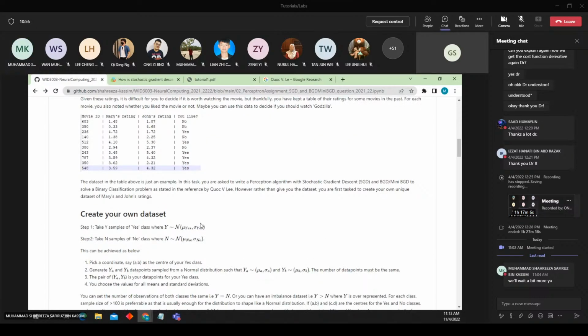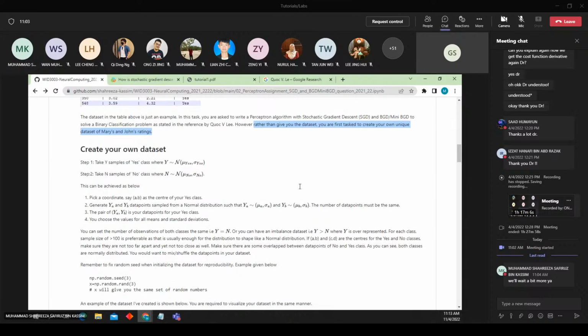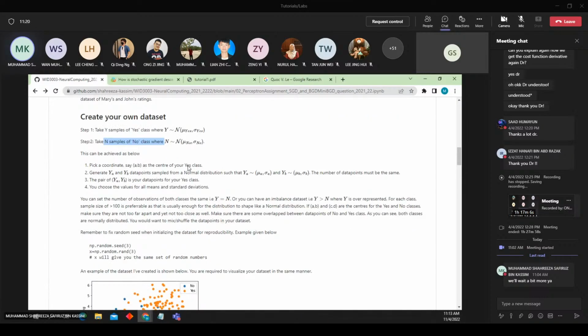In fact, rather than giving you a data set, I'm asking you to create your own data set. By creating your own data set, you have y samples of the yes class and n samples of the no class, all sampled from the normal Gaussian distribution. And you yourself choose the mean and the standard deviation.